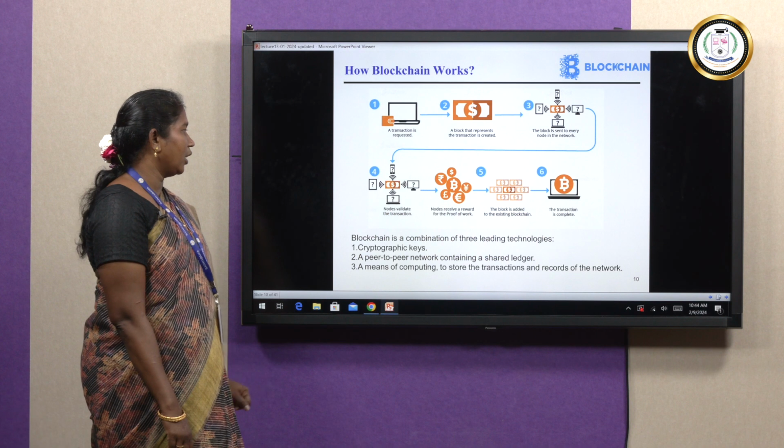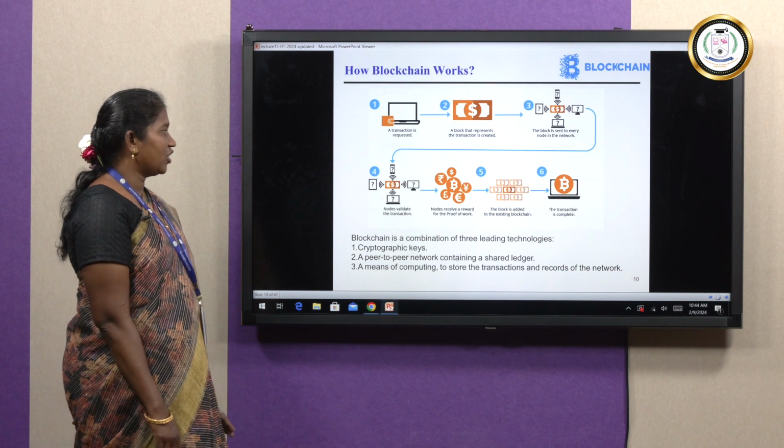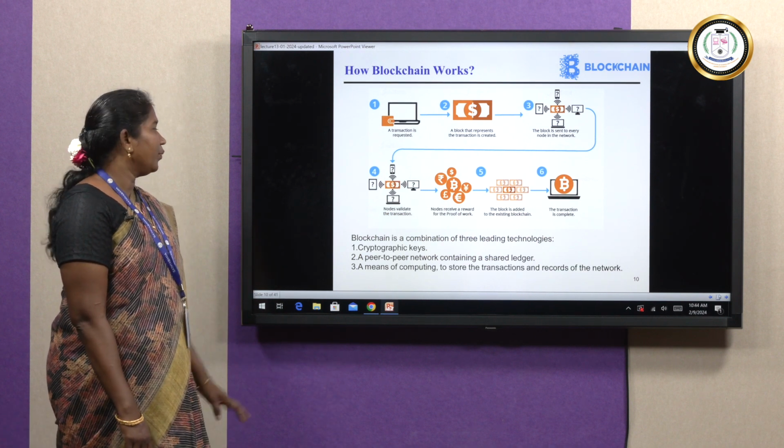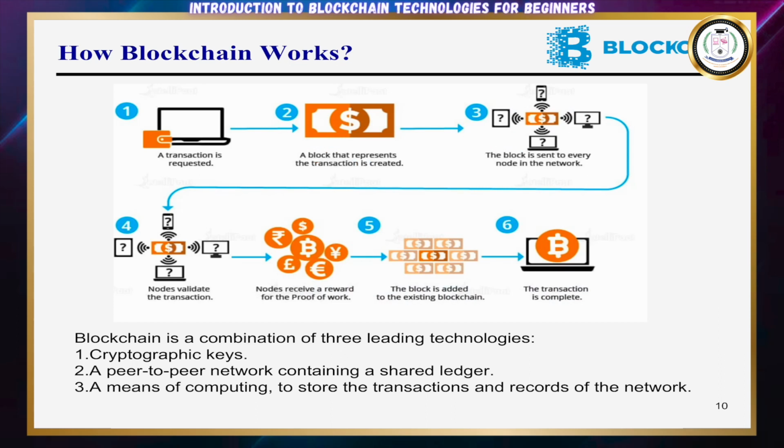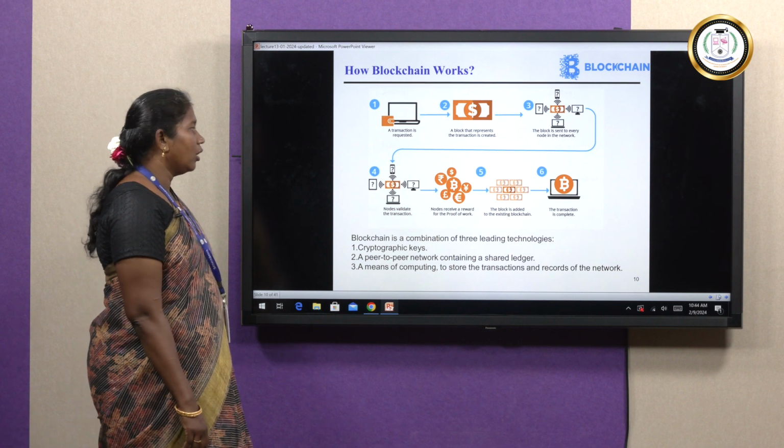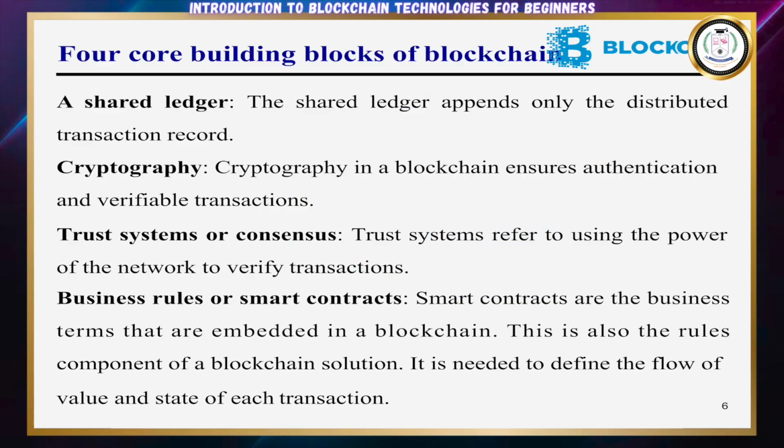In this blockchain network, these three combination technologies are included. First one, cryptographic hash keys; second, peer-to-peer network with the help of shared ledger; and last one, the transactions record in the network. So these three technologies will be combined. These are the four core building blocks of your blockchain: first, shared ledger; cryptography; consensus mechanism; and last, business rules through smart contracts.